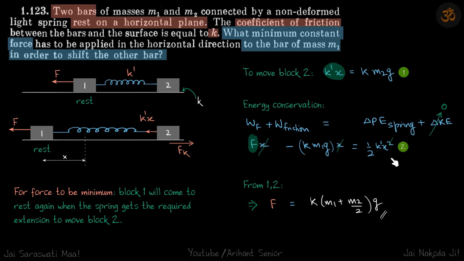So one x will get cancelled and we are left with k dash x on both sides. If we replace the value of k dash x from here, we get rid of both the variables k dash and x, and we get our answer: force is equal to k (m1 + m2)/2 into g. Quite interestingly, the force is independent of the spring constant. So it can be a thread or anything, and the minimum force needed to move the block is still going to be the same.